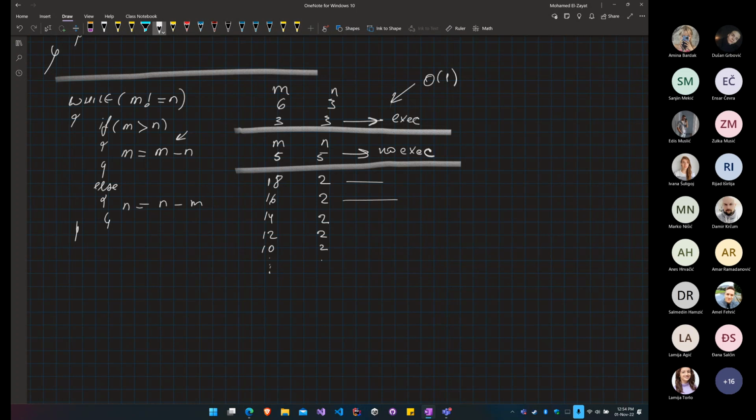Until you get somewhere where it's going to be 2 and 2 in here. And in total, you're going to get 9 executions. So practically speaking, in this case it's almost like 18 divided by 2, which we can approximate to k times, because I have no idea how many times this will appear. In our case, it's divided by 2.